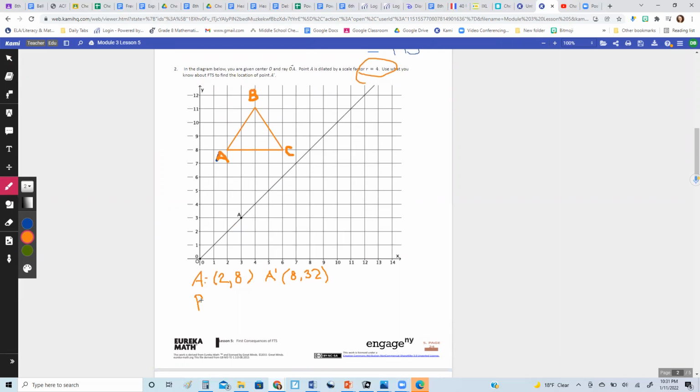What about B? What are the coordinates of B? Coordinates of B are 4, 11, which is awesome. And then B prime is 4 times 4, which is 16, completely off my graph. And then 11 times 4 is 44. So far off my graph. First of all, R is 4, so it's going to be a million miles away. Like maybe not a million, but super close.